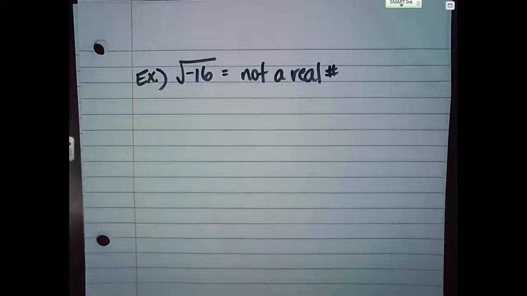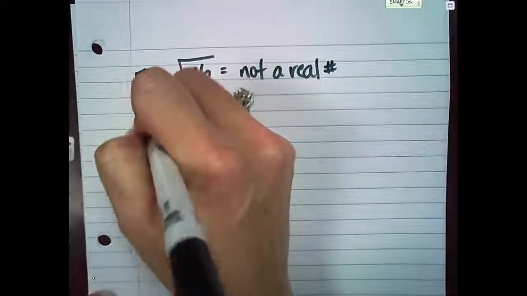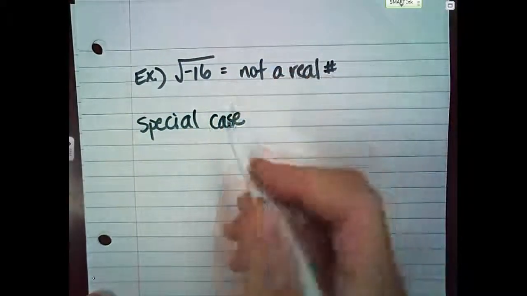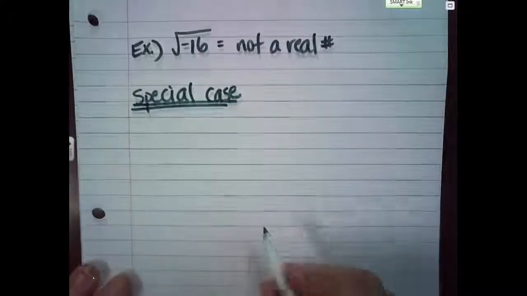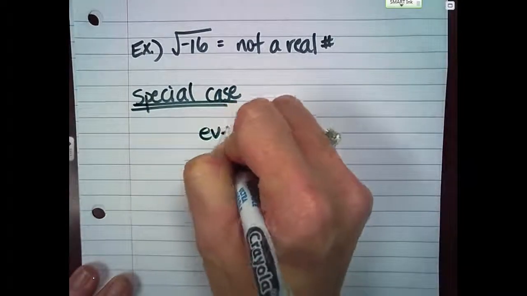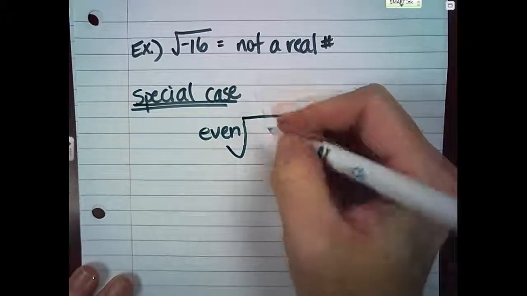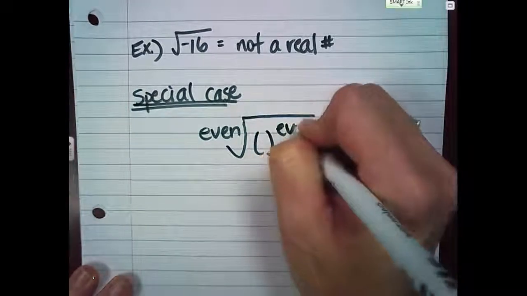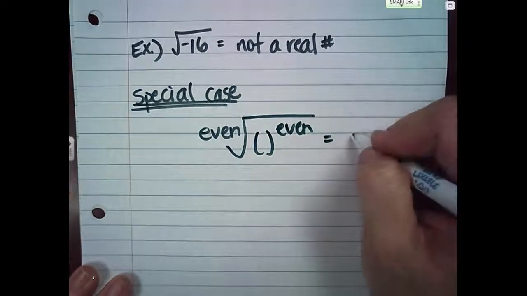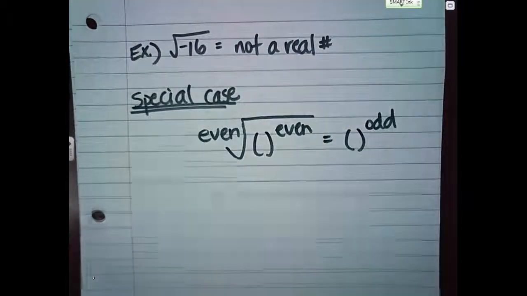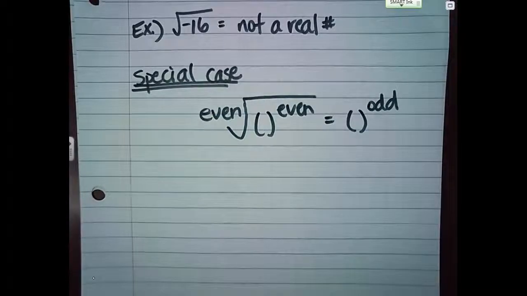Okay, so before we move on, we're going to talk about another very special case. This special case means if you have an even root, and then a number inside with an even exponent, when you do the math, you get your number and you have an odd answer. Which seems kind of weird, but I'll explain it to you. So write that down. Even, odd is how you can remember it.